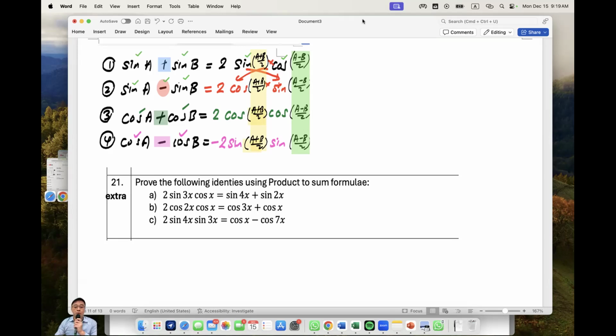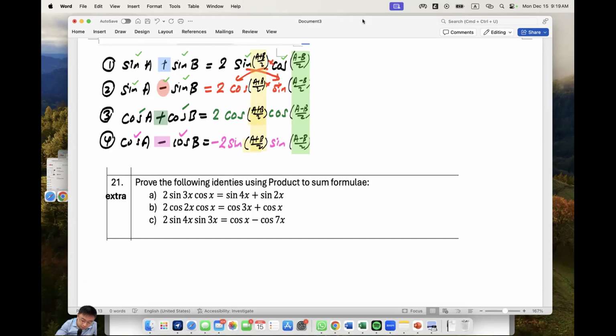Okay, how is it? Can do enough? Starting from number A, how? 2 sine cos because of sine plus sine, isn't it? The first one.